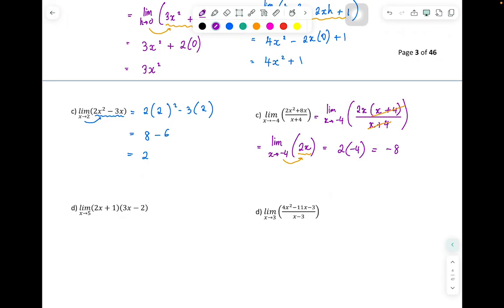In this case here, we can substitute this in directly into these brackets here, so we can apply the limit immediately. We end up with the substituted expression first.